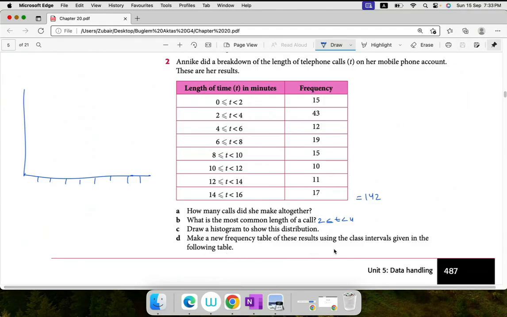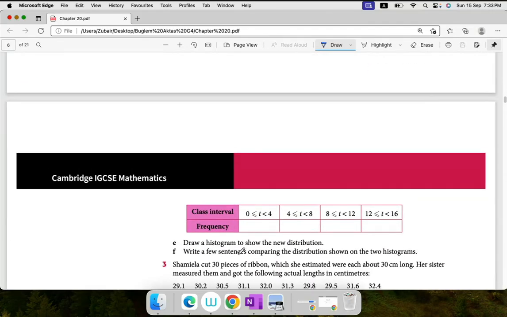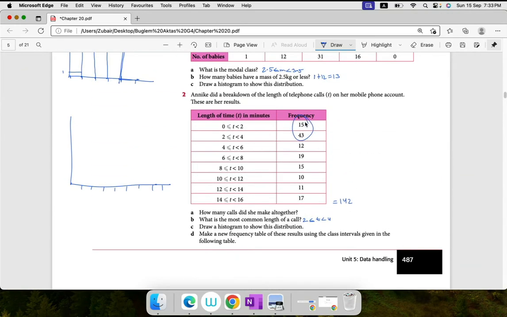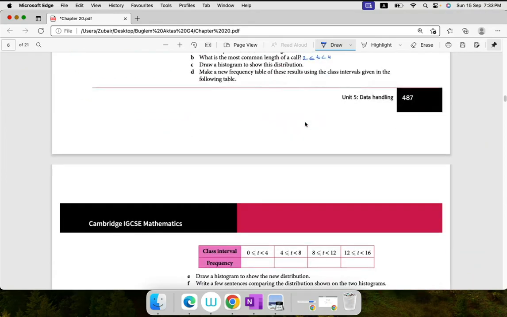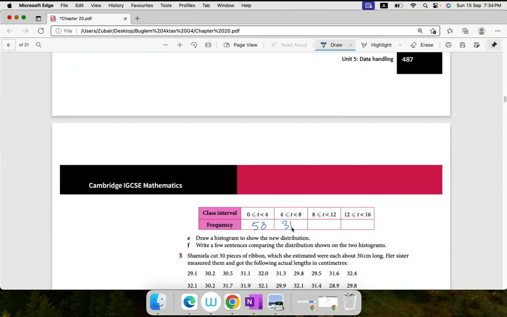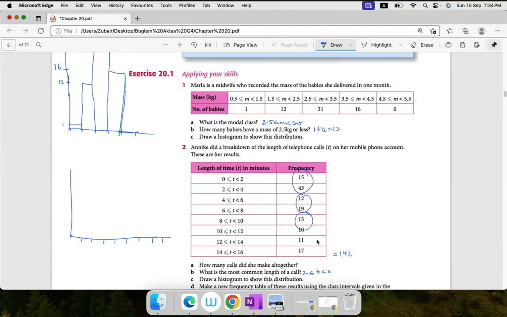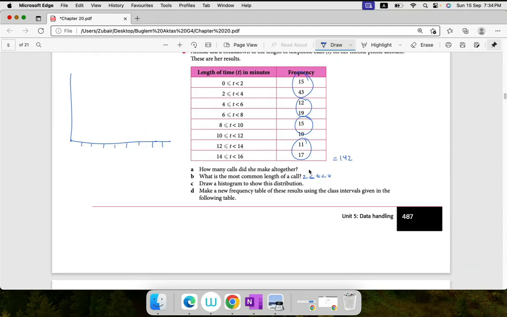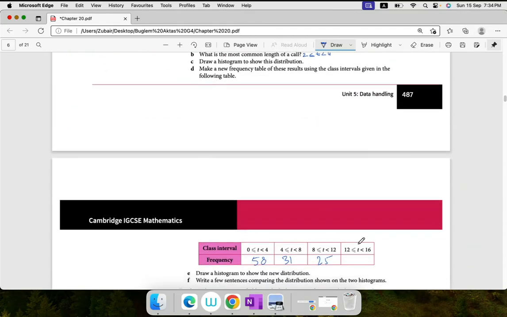Make a new frequency table of these results using the class intervals given in the following table. Okay, that would be easy. 0 to 4. May I just add these two? 43 and 15. 0 to 4, there are 58 calls. And then 4 to 8, 12 and 19 is 31. 8 to 12 is 25. And 28.